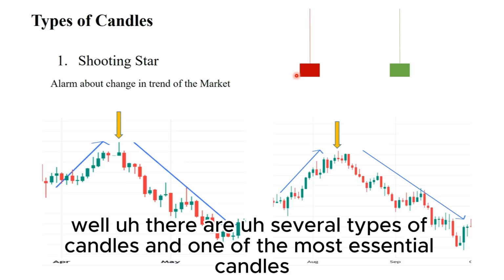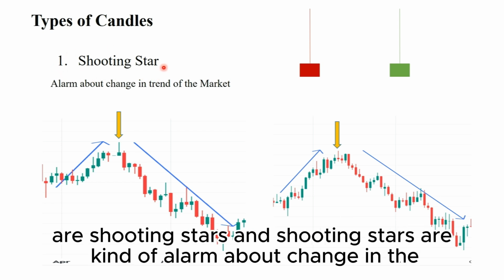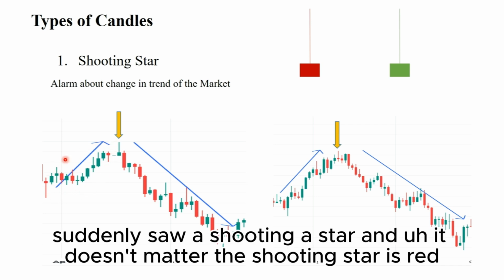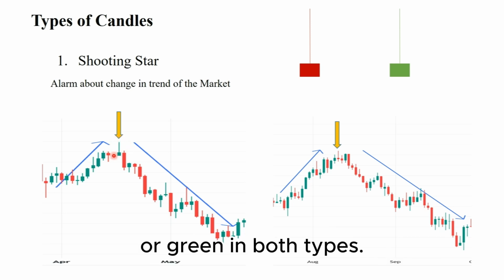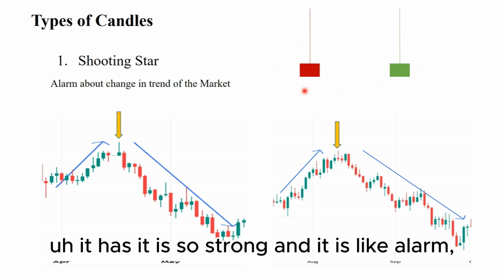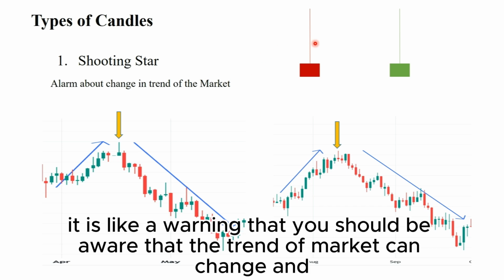Well, there are several types of candles, and one of the most essential candles is the shooting star. And shooting stars are a kind of alarm about a changing trend. For example, when you see a market that has an uptrend, and you suddenly see a shooting star, it doesn't matter whether the shooting star is red or green. In both types, it is so strong, and it is like a warning that you should be aware that the trend of the market can change.